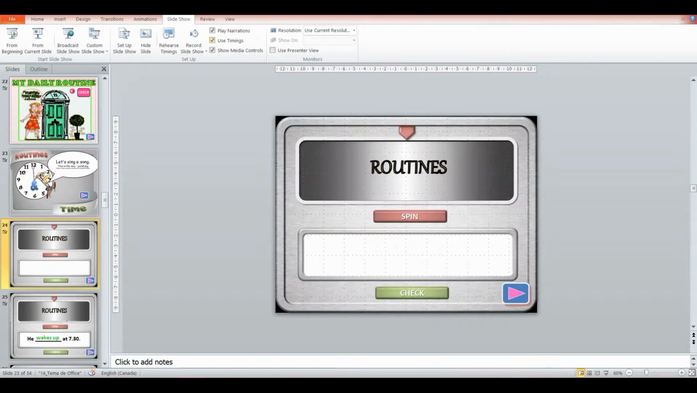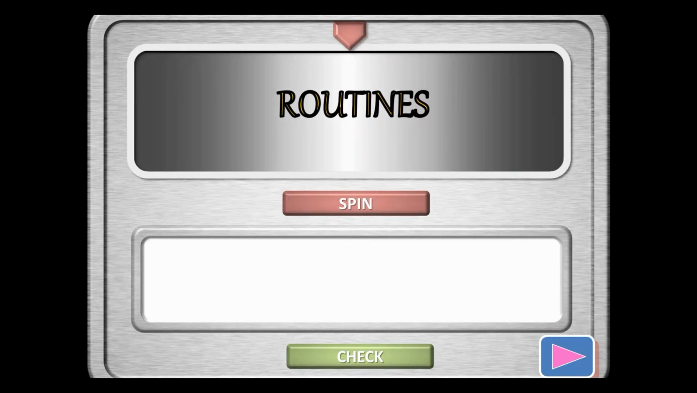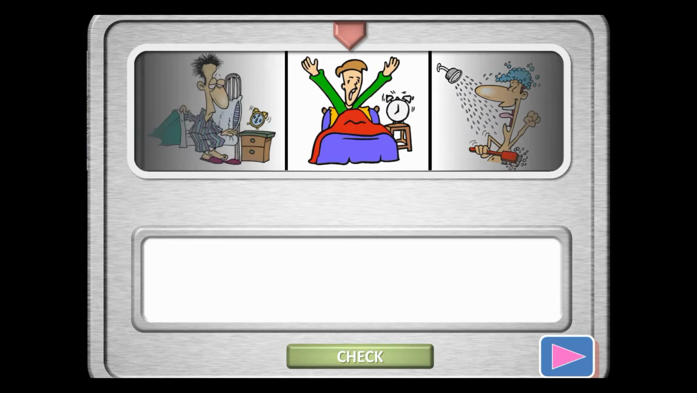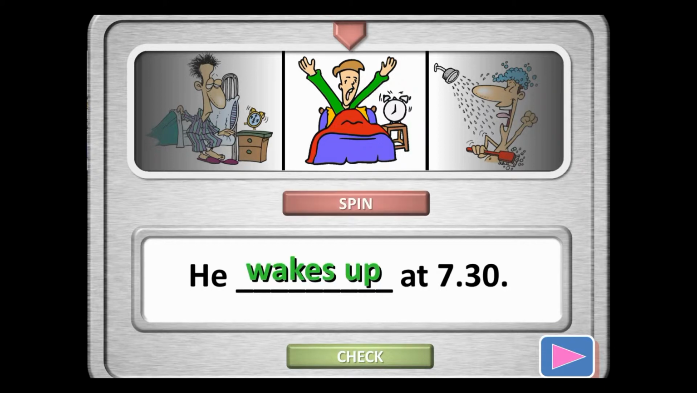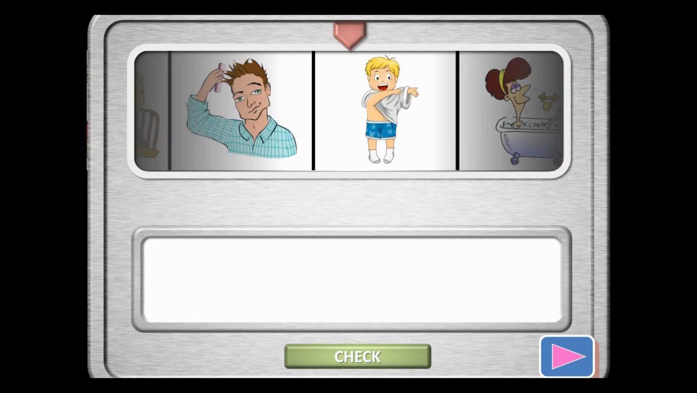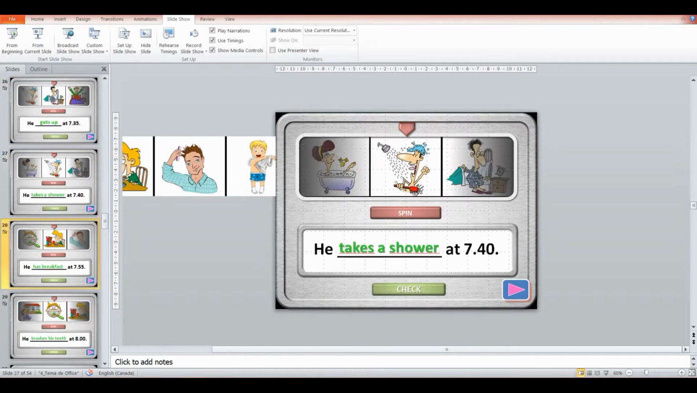Then we go into a sentence generator. So what you do is at the top, you spin, you get a picture, and then they have to fill in the verb or the sentence of the routine of what the person's doing. So he wakes up. It's all in the present simple, because that's what I'm teaching right now. You can mix it up if you wanted to teach a different grammar structure. The PPT is very editable.